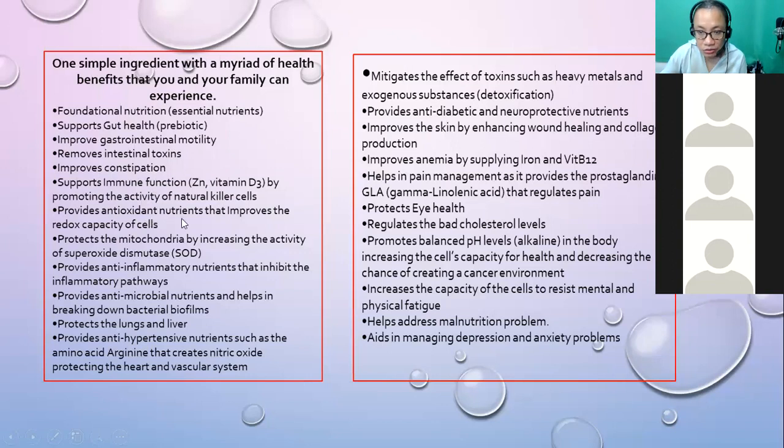It provides antioxidant nutrients that improve the redox capacity of cells. Okay, protects the mitochondria by increasing the activity of superoxide dismutase. This is an enzyme that protects the mitochondria from being oxidized para hindi tayo manghina. It provides anti-inflammatory nutrients that inhibit the inflammatory pathways. So meaning to say, binababaan niya yung inflammation. It provides antimicrobial nutrients that help in breaking down bacterial biofilms. These are all infectious bacteria that have created colonies already in the linings of the stomach.